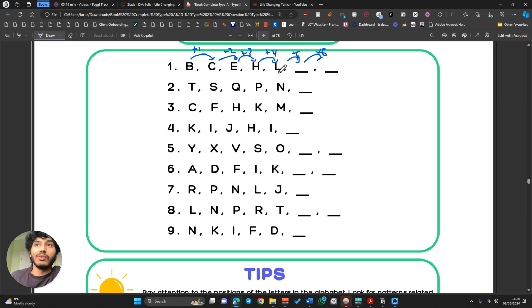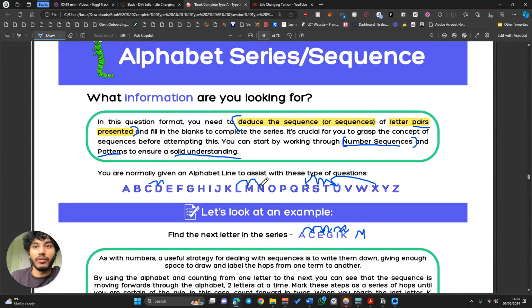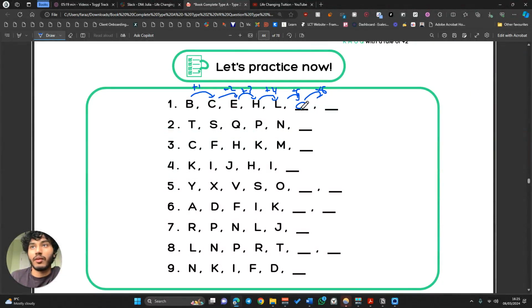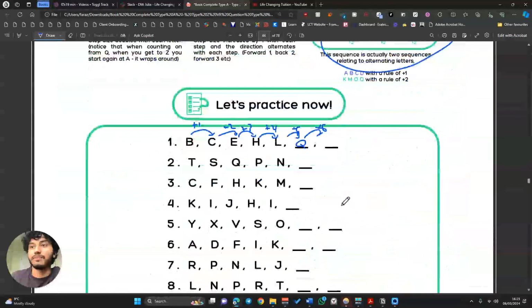So now we have to actually figure out what is L plus 5. Again, you can look up here. 1, 2, 3, 4, 5. That gives us Q. And then what's Q plus 6? 1, 2, 3, 4, 5, 6. Just W. And that's our answer for this one.